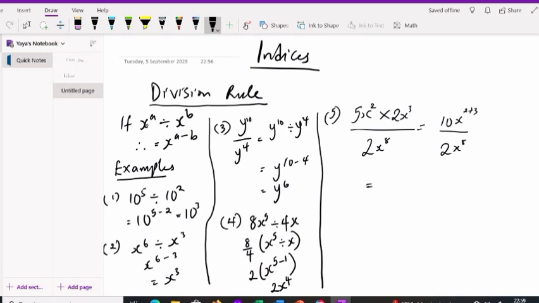When we do this, 10 divided by 2 is what? That's going to be 5, and then we have x raised to power 2 plus 3 which is 5, then the division is minus, then minus 8. So our final answer is going to be 5x raised to power 5, oh sorry, still 5 minus 8, let me rewrite that. The final answer is 5x raised to power minus 3. So that is the answer, though this can still be expressed further, but don't worry, let us leave it that way for now.